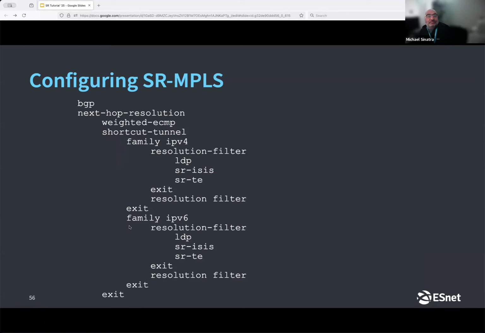So once I've done that, what I'm going to do now is actually take advantage of all of that and configure it for my next hop resolution. And so I'm going to do this by saying, for each address family, I want to use these sets of tunnels, these types of tunnel protocols. In this particular case, I'm only really interested in SR-ISIS. This is actually a live configuration in ESnet. So I do have a bunch of different tunnel types that I use, but I just want to make sure that SR-ISIS is allowed. And the reason the word resolution filter is repeated here is because you can also do resolution any, which ignores the resolution filter. I'm telling it, go ahead and look at the filter that's right here in terms of doing your next hop resolution.